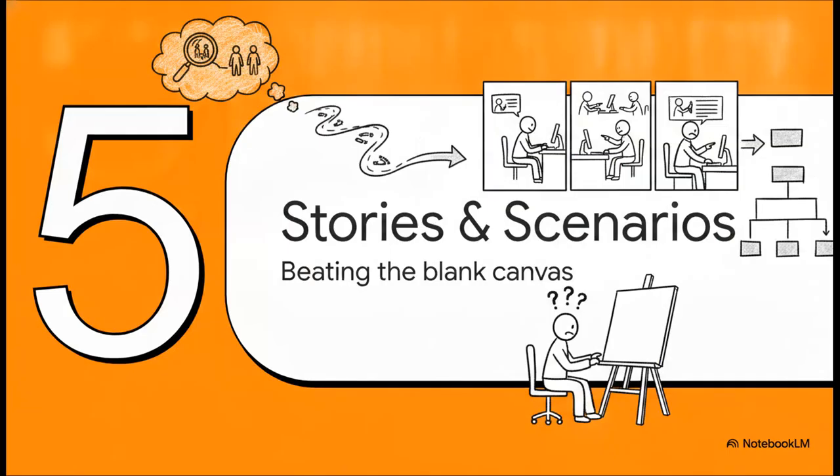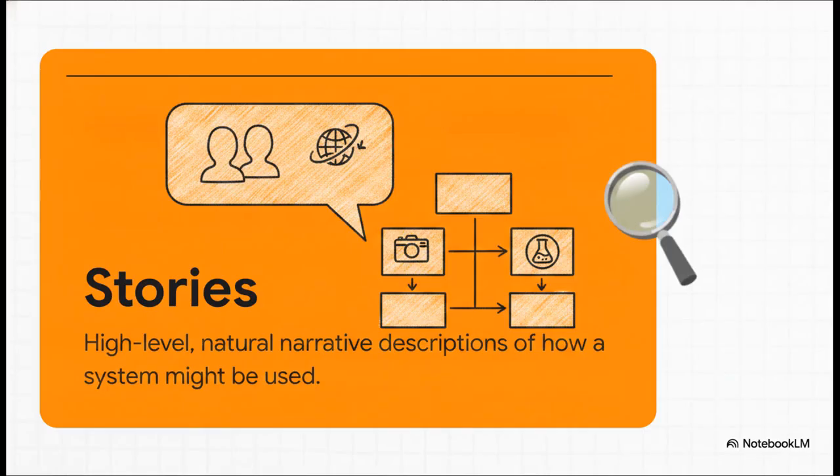Section 5. Using stories and scenarios. So, interviews capture the big picture and ethnography captures the implicit habits. But what happens when you sit down with a stakeholder and they just completely freeze up? We call this the blank canvas problem. It's really hard for most people to imagine a system that doesn't even exist yet. To solve this, we use a story. This is a high-level natural narrative description of how a system might be used in real life. Humans are just naturally wired for storytelling, so stakeholders find it so much easier to relate to these than to some dry, bulleted list of features.